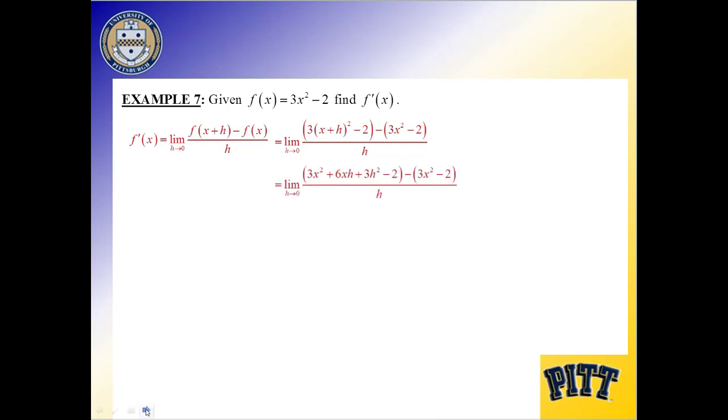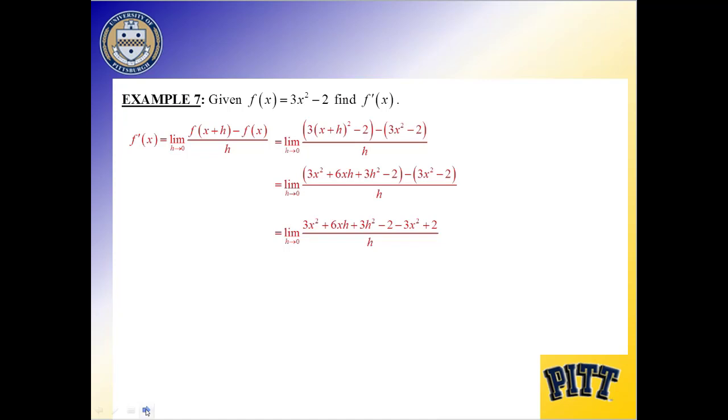If I FOIL the x plus h squared and I multiply the 3 through as well, in the first quantity I get 3x squared plus 6xh plus 3h squared minus 2, minus 3x squared minus 2. I get rid of the parentheses to start combining like terms, but when I do that I have to distribute the negative in the second quantity. So I'm now going to have 3x squared plus 6xh plus 3h squared minus 2 minus 3x squared plus 2 in the numerator, and that's over h, and I'm doing the limit as h approaches 0. Again, I haven't done anything with the limit yet, therefore I'm not getting rid of it. I'm going to continue to write it until I actually make use of it.